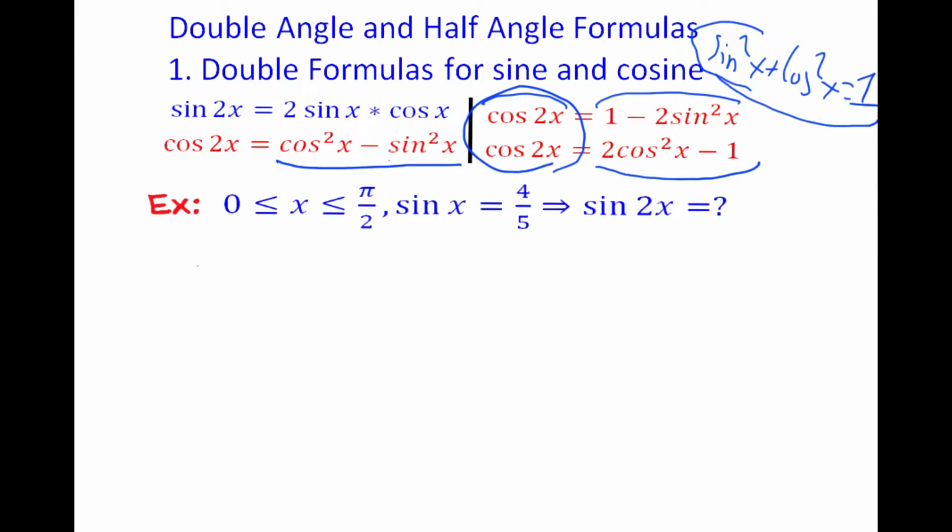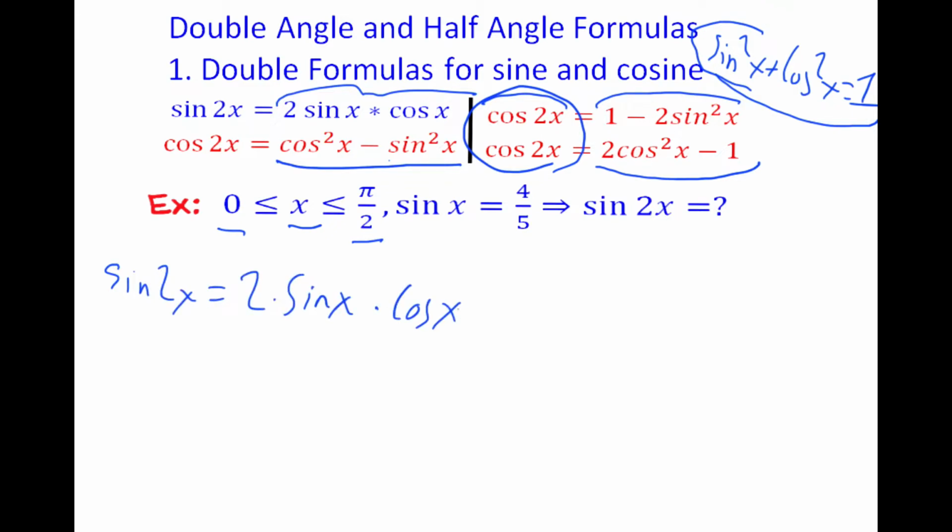And as a first example, we have our angle where it is between 0 and pi divided by 2, which means that our angle is in the first quadrant, and sine x is given to us as 4 divided by 5, and in this case, what is the value of sine 2x? And as you can see here, we have its formula as, let me write it here, sine 2x, which is 2 times sine x times cosine x.